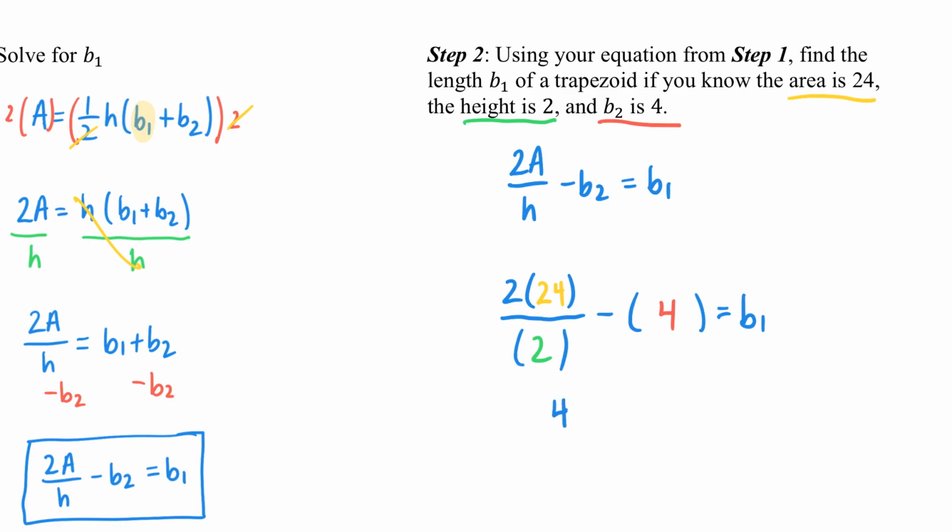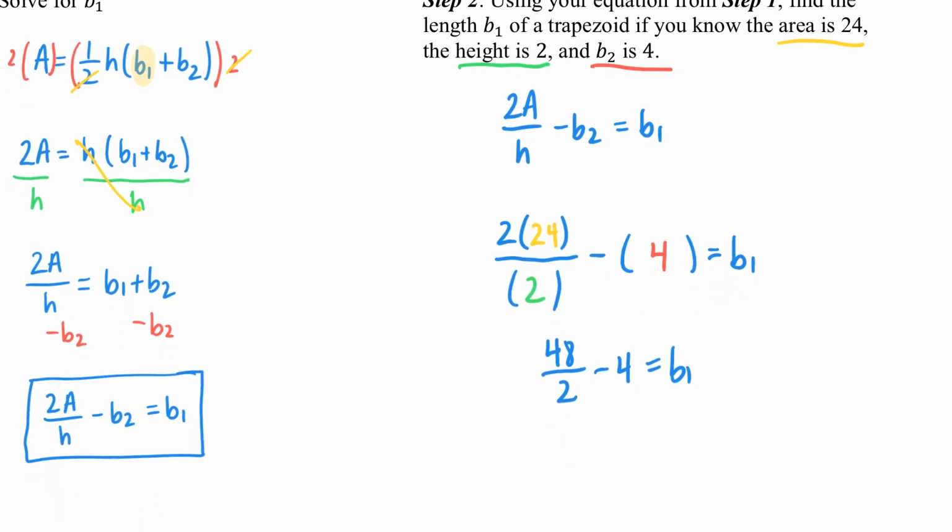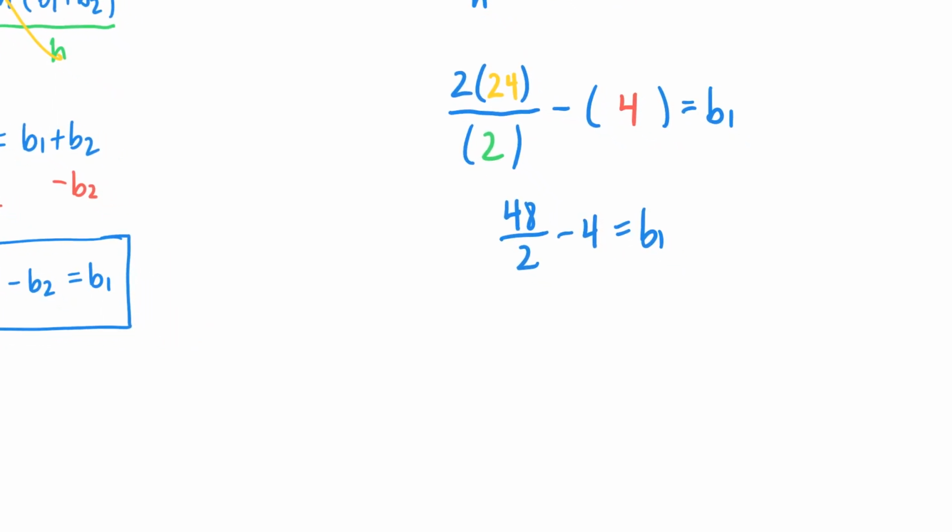So we got 48, 2 times 24 is 48, over 2, minus 4. Whatever that is, that's going to be the first base. So 48 over 2 is 24, minus 4 is equal to B1. So B1 is 20. 24 minus 4 gives you 20.